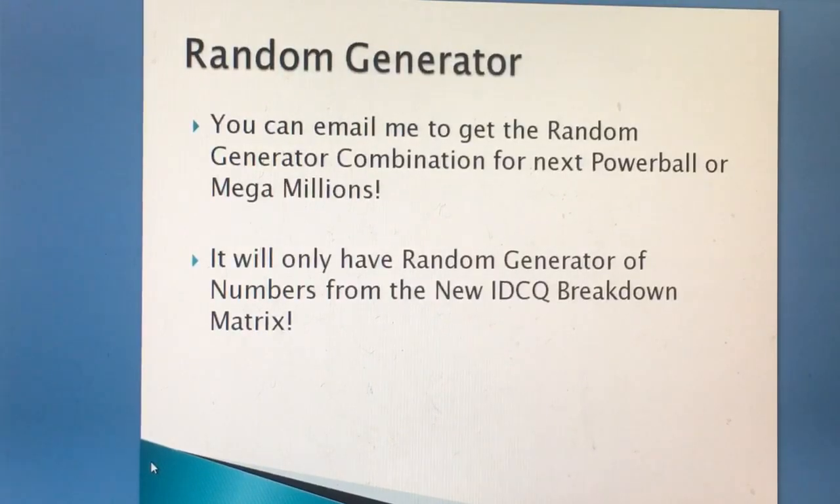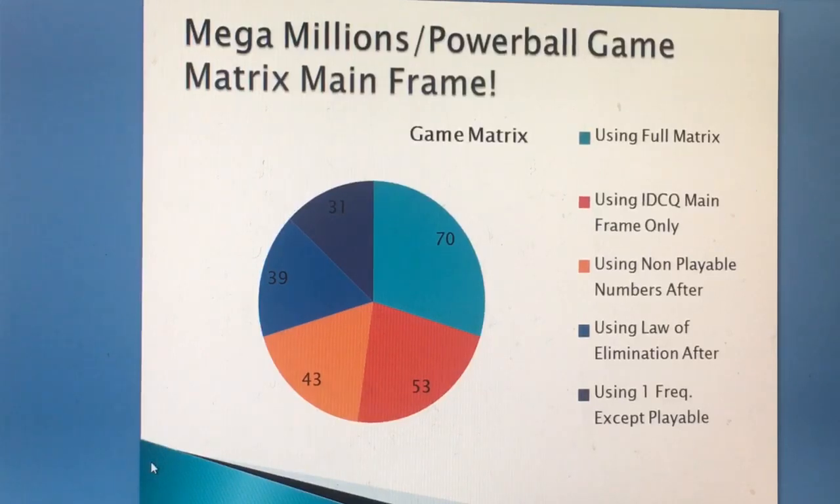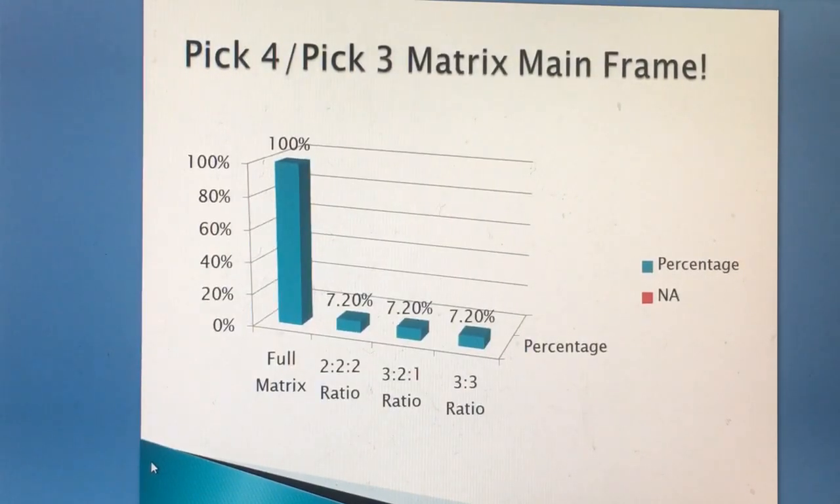And if you want to learn any game prediction, it will come with the random generator. We talked about Mega Millions last draw, and you can see the data from the last draw, how to bring down the mainframe, how to bring together the mainframe and bring down the game matrix. And now let's go through the Pick 4 and Pick 3 mainframe. The Pick 4 and Pick 3 mainframe is different, and we can see that you're starting with a full matrix, 100%, and you're going to use the Pick 4 mainframe.